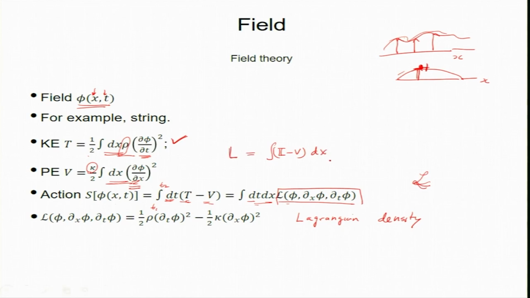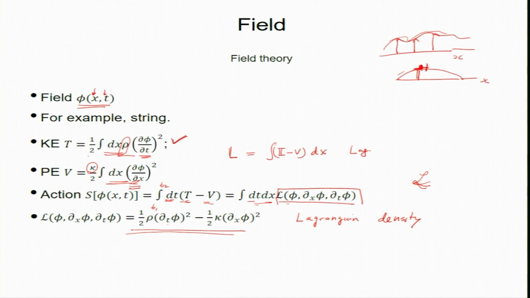It is like before, but I have an integral dx, because it is a field. For a particle we do not need the dx integral because it is a delta function object, a point mass. But here I have the Lagrangian, and without the dx it is the Lagrangian density. So, the Lagrangian density is half rho (d phi by dt) squared minus half kappa (d phi by dx) squared.